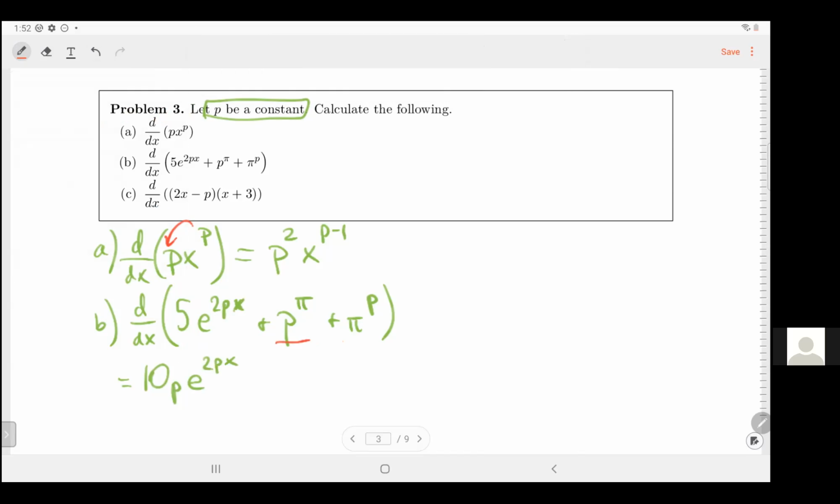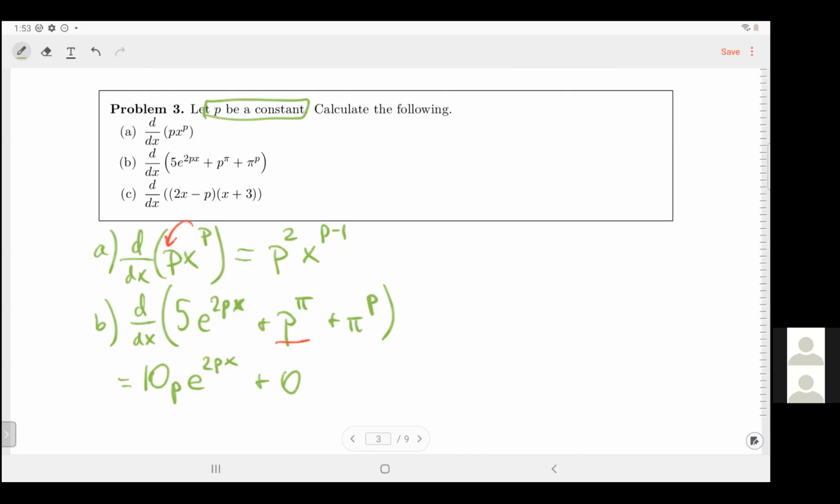What is the derivative of p raised to the pi power? It will just be 0. Awesome. The logic there is p is a constant, pi is a constant. I might not know what number p to the pi is, but it is just a constant, right? It's just a number itself.